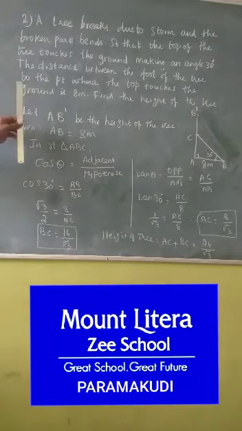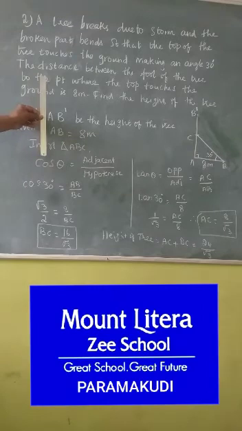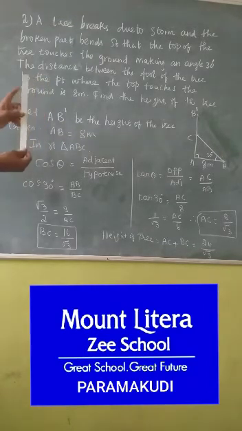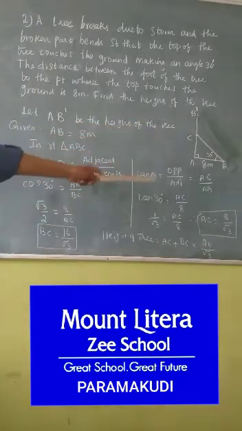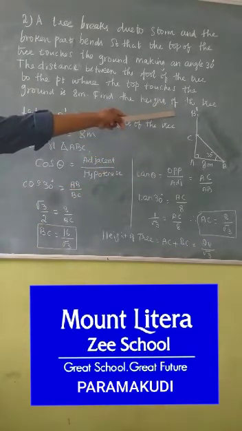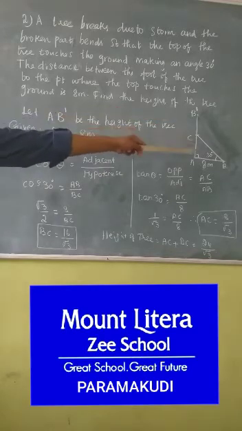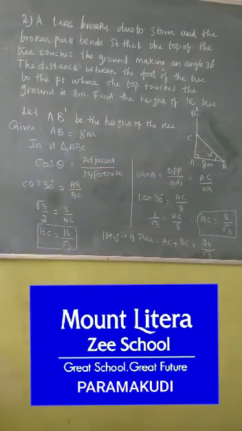Actually, there is a tree. Just assume the scale is a tree. After the wind, it broke down, so the top touches the earth, that is, the ground. Find the height of the tree. That's the question. So I draw ABC. Actually, ACB1 is the height of the tree. Due to the storm, the top breaks and touches the ground. So ACB is a right angle triangle.